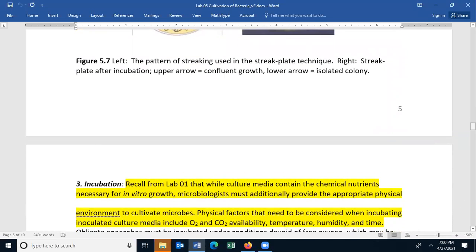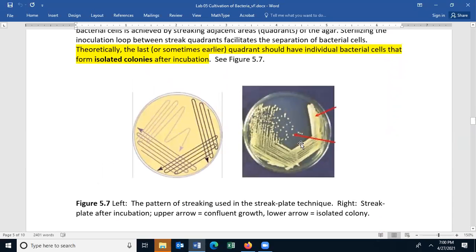To get a pure culture, like I said, you would then take from this colony and streak it out again on an agar plate, and then get isolated colonies, and then to say it's a pure culture, grab from one isolated colony. So you need to go through 2 isolated colonies before you can say it's a pure culture.